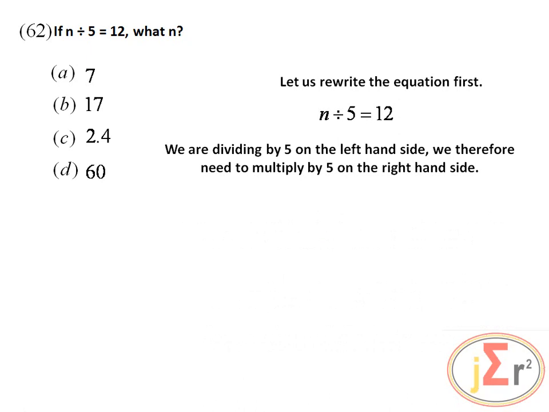So let's read our statement. We are dividing by 5 on the left-hand side. We therefore need to multiply by 5 on the right-hand side. And why do we do that? Because multiplication is the opposite of division. Good. So 12 multiplied by 5, and what is that answer?